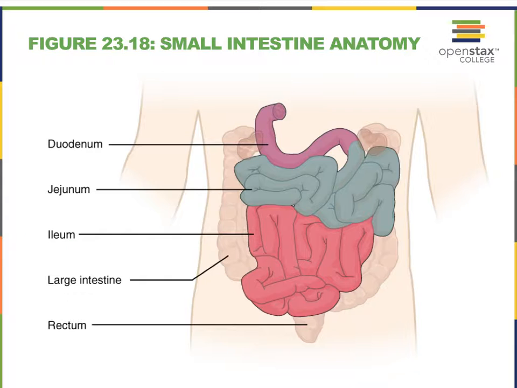Notice that this is spelled I-L-E-U-M, not I-L-I-U-M, because if you were to spell it that way, you would be referring to one of our hip bones. Big difference there.